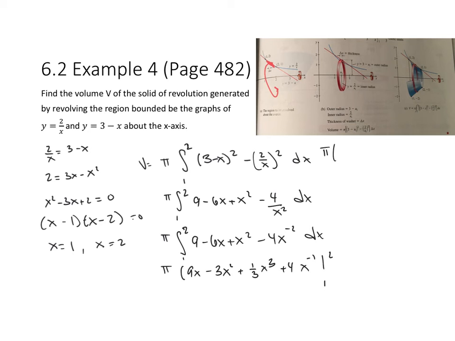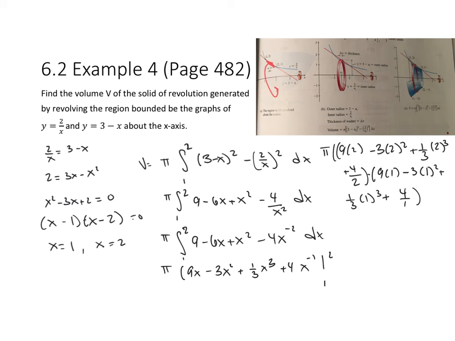So we have pi times 9 times 2 minus 3 times 2 squared plus 1/3 2 cubed plus 4 over 2, and then minus 9 times 1 minus 3 times 1 squared plus 1/3 of 1 cubed plus 4 over 1.